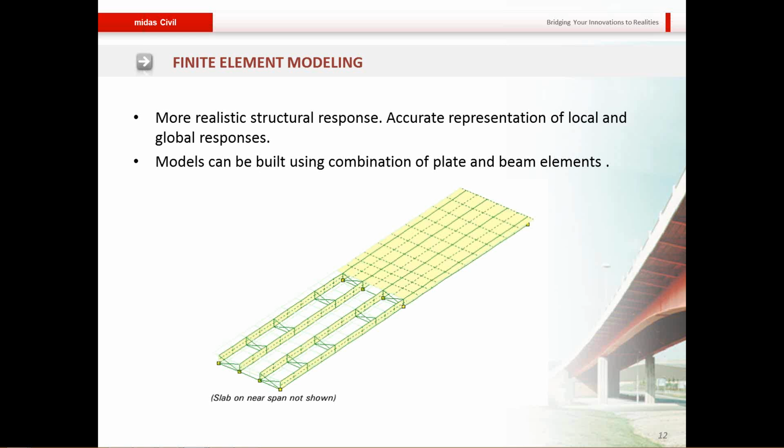So the last is the finite element modeling, arguably the most accurate and conversely the most complex of the three modeling procedures. So needless to say, it is much more realistic with respect to the results that it provides. A very accurate representation of local and global responses can be made if the mesh is of good enough quality. Models can be built using a combination of beam and plate elements. So one possible combination, for example, plate elements being used in the slab and the web, while beam elements are used in the top and bottom flanges.